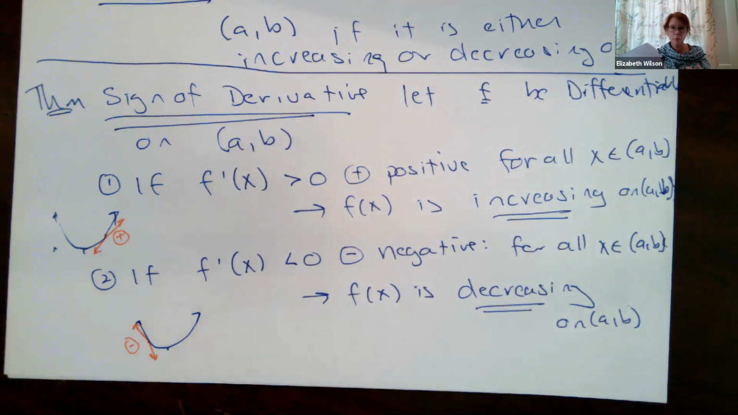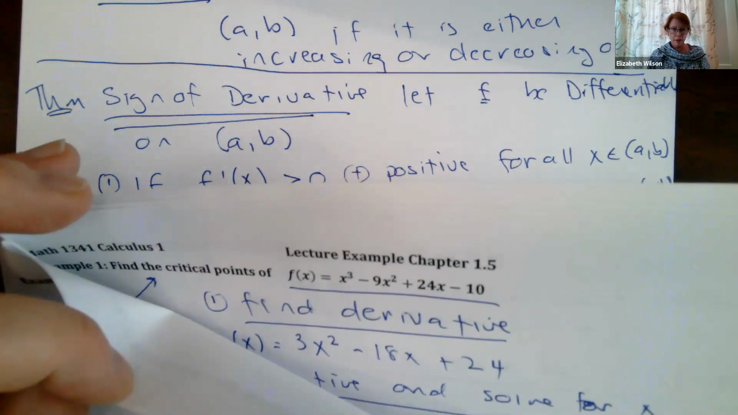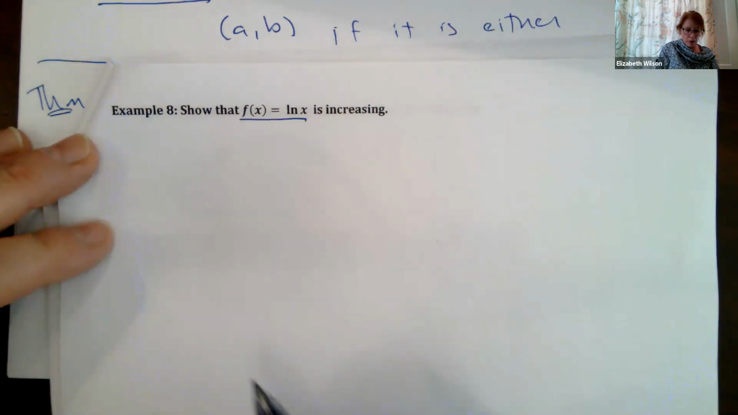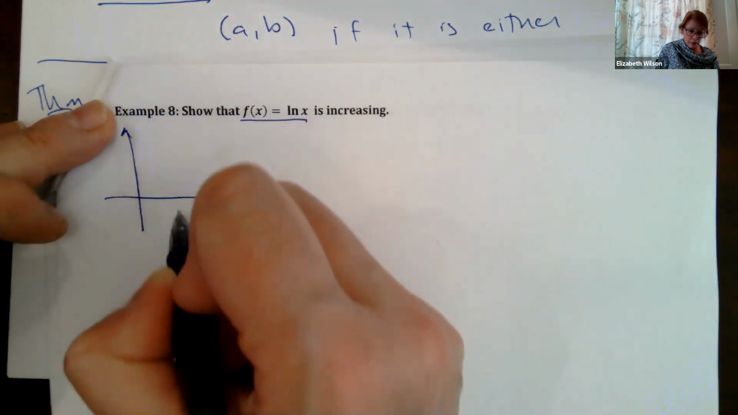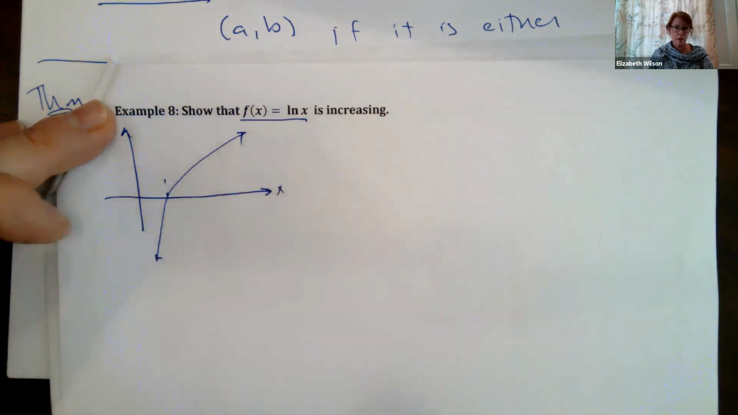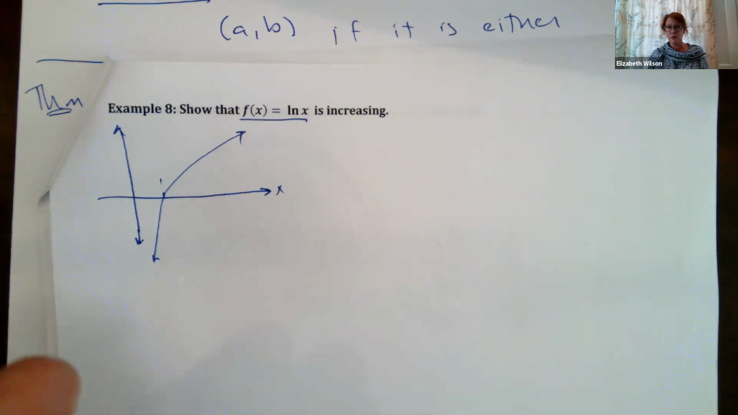Okay, so in terms of the sign of the derivative, right, I've got my lecture examples for chapter 1.5, and I'm going to do example number 8. So I want to show that my function ln of x is increasing. So my ln of x function goes like this. Okay. Now you may think, well, why can't I just graph these functions and look to see? Okay, you can, right? We're not judging you on the graph, okay?